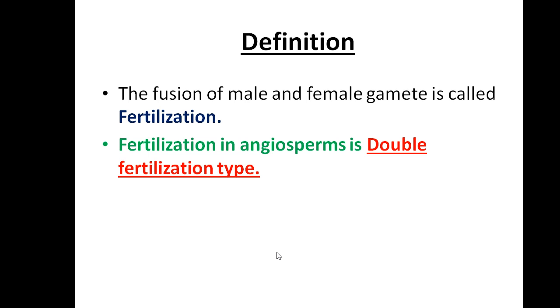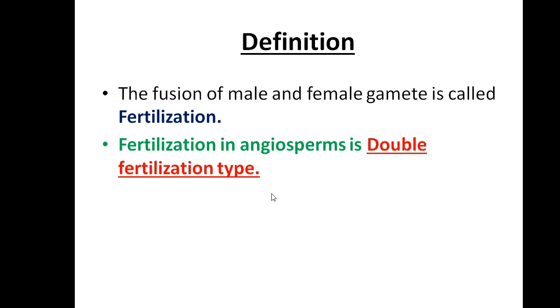The definition of fertilization: you could have studied this in zoology also, the fusion of male and female gamete is called fertilization. Fertilization in angiosperms is of the double fertilization type. You may ask what the double fertilization type is. Here two fertilizations take place: one fertilization for the zygote formation, one fertilization for the endosperm formation.